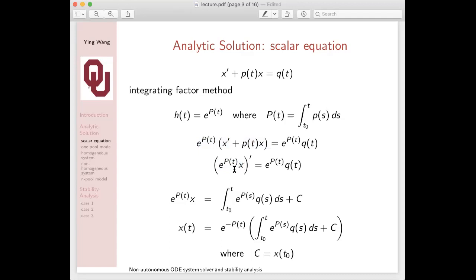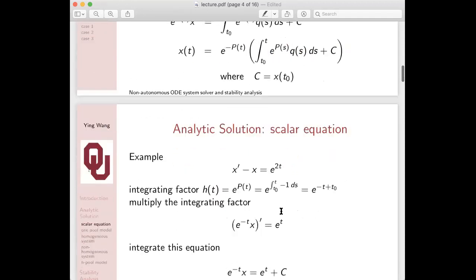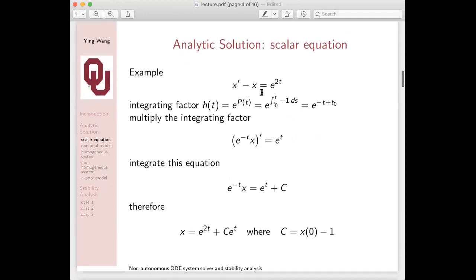In order to solve for this equation, we're going to integrate this entire equation. On the left-hand side, we do not see the derivative anymore after integration. The right-hand side is the integral of the original right-hand side here. To recover our unknown x, we will divide the entire equation by the coefficient e to the power of a capital P. So this will be the solution formula for the first order linear equation in this standard form. Now I'm going to give you a concrete example. This example is x prime minus x is equal to e to the power of 2t.